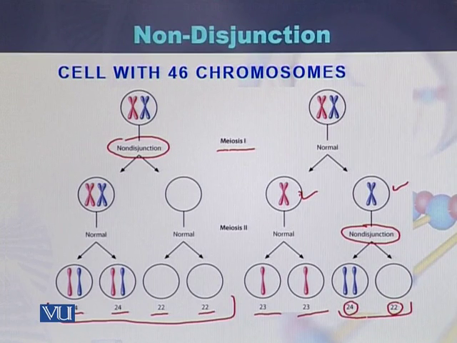So we can conclude that non-disjunction can be during meiosis 1 and it can be during meiosis 2. If it is during meiosis 1, then all the cells which will be produced will be abnormal. While in the case of meiosis 2, because the chromosomes have been segregated properly during meiosis 1, if there is non-disjunction during meiosis 2, some of the cells will have a normal number of chromosomes, while some of the cells will have an abnormal number of chromosomes.